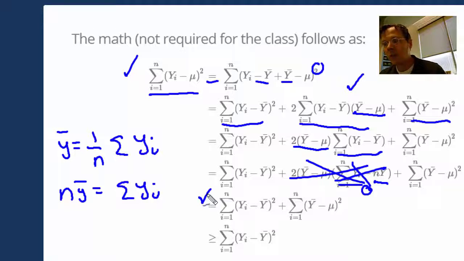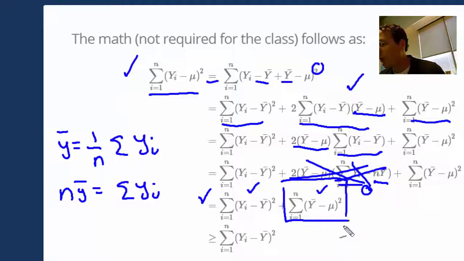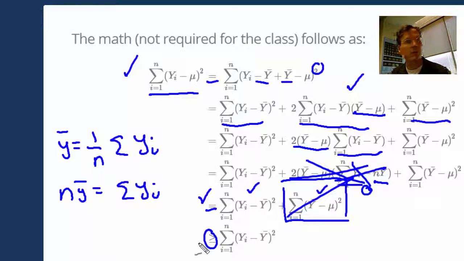Moving on to the next line, I have summation yi minus y bar squared, adding those up, and summation y bar minus mu squared. This quantity is the sum of a bunch of squared things. Has to be positive. So if I throw it out, my equal sign gets turned into a greater than or equal to sign. I've only gotten smaller by throwing out a bunch of positive things that I'm adding.